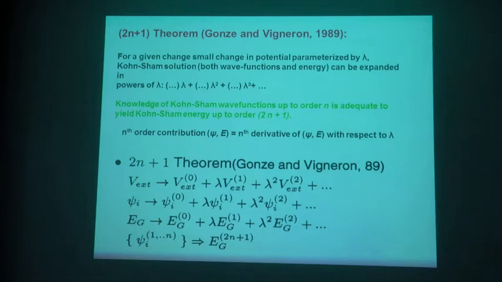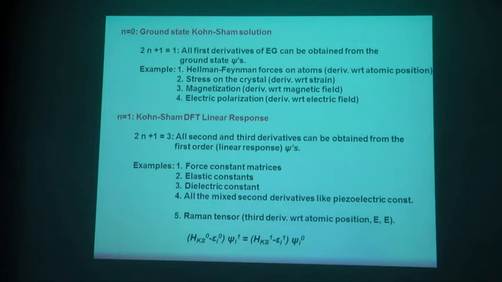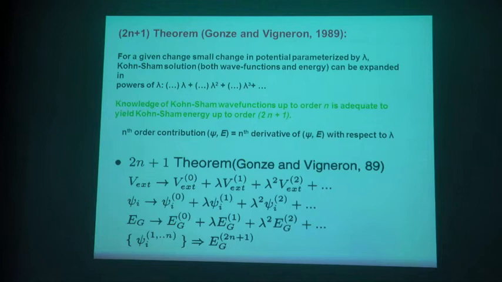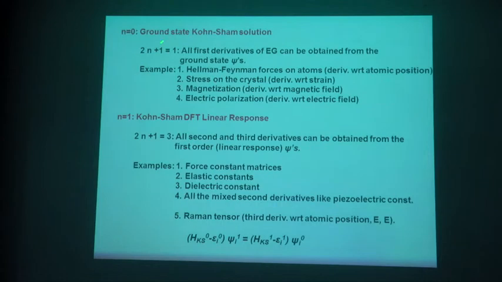And this theorem says that if I know wave functions up to order n, then I know the ground state energy up to order 2n plus 1. Very powerful theorem. Maybe once I show you what it does, you will get an idea of what it physically means. If n is equal to 0, that is the usual DFT calculation that you do, the ground state calculation. That means 2n plus 1 is 1. That means all first derivatives of the ground state energy can be obtained from the ground state solution. All of you have been using this in your calculations. Whenever you do structural relaxation in VASP or Quantum ESPRESSO or any other code that you use, it uses Hellmann-Feynman forces to do that minimization.